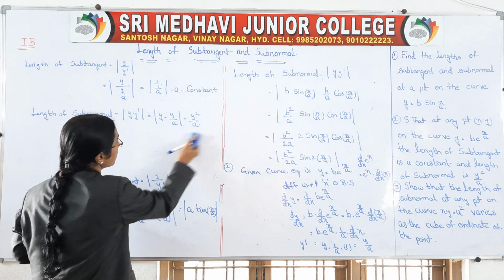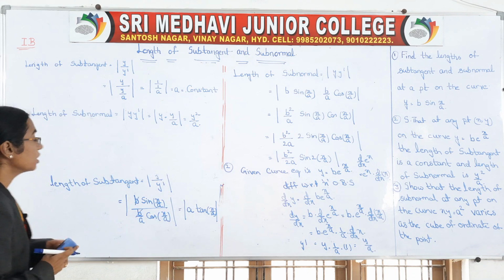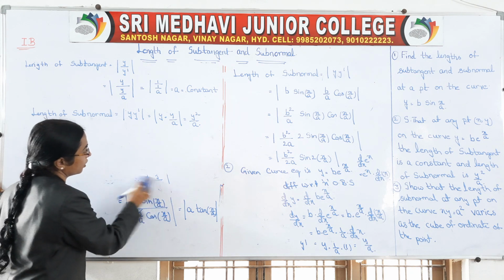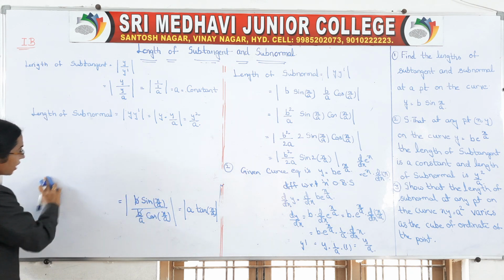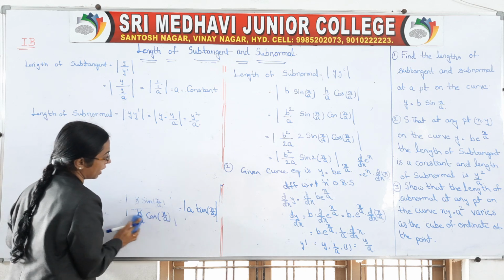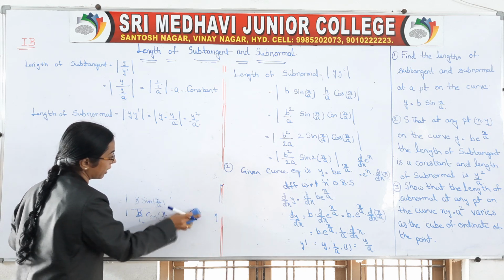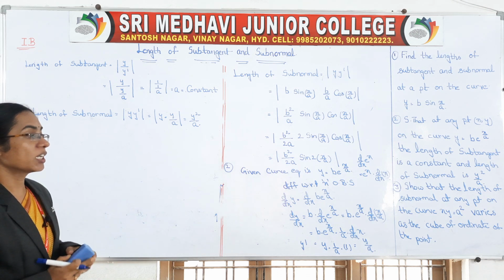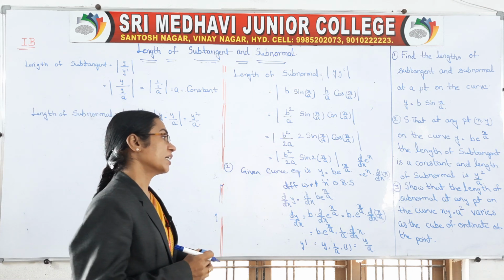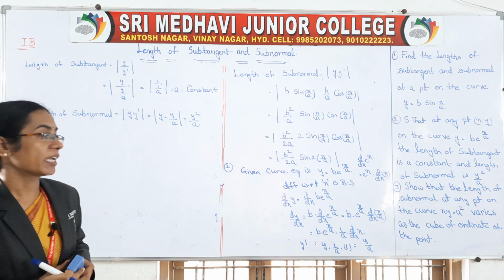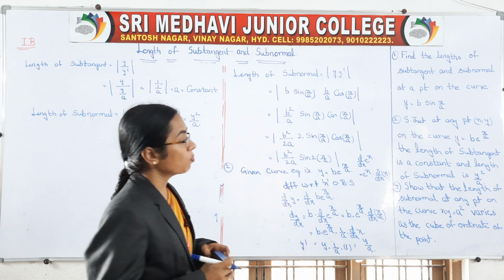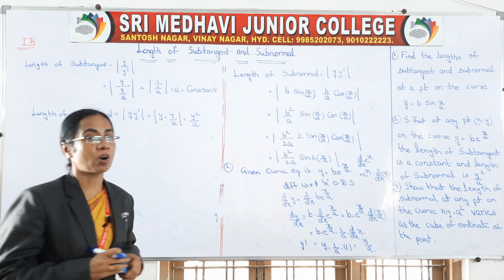Okay, next come to the third question. What is your third question? Observe carefully. In all these three questions, we have to find the length of subtangent and subnormal only. See the third question: show that the length of subnormal at any point on the curve xy is equal to a square varies as the cube of the ordinate of the point.